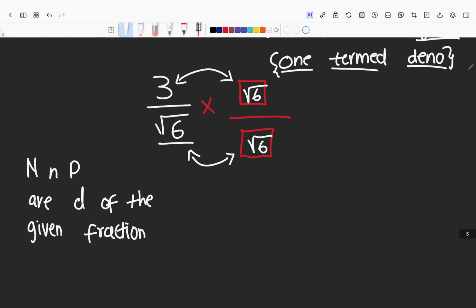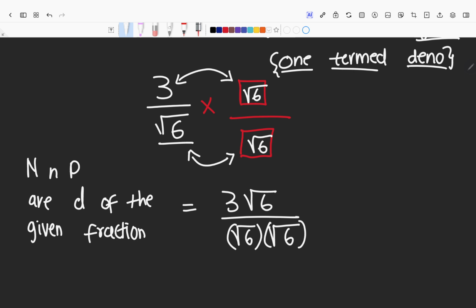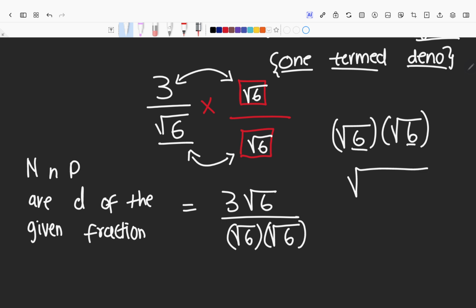So that means we're going to have 3 multiplied by root 6, which equals 3 root 6, divided by root 6 multiplied by root 6. What you need to know is that if you are multiplying numbers which consist of the same root, you take one root and then multiply the ones which are inside: 6 times 6.